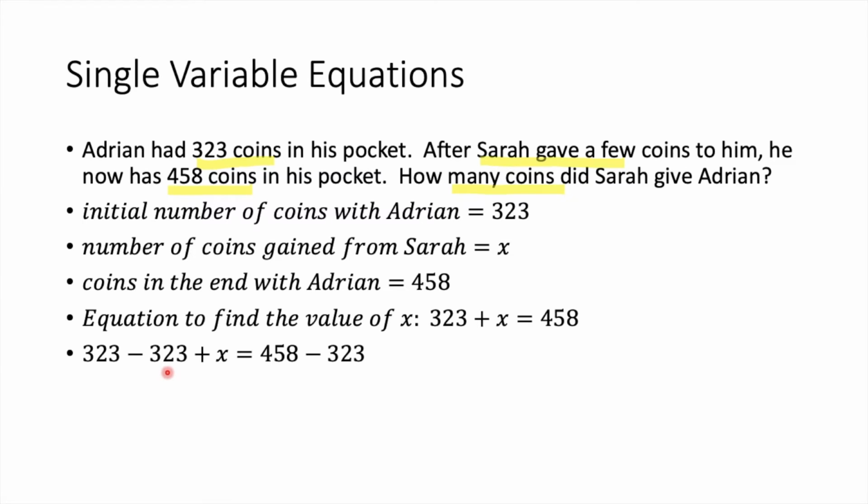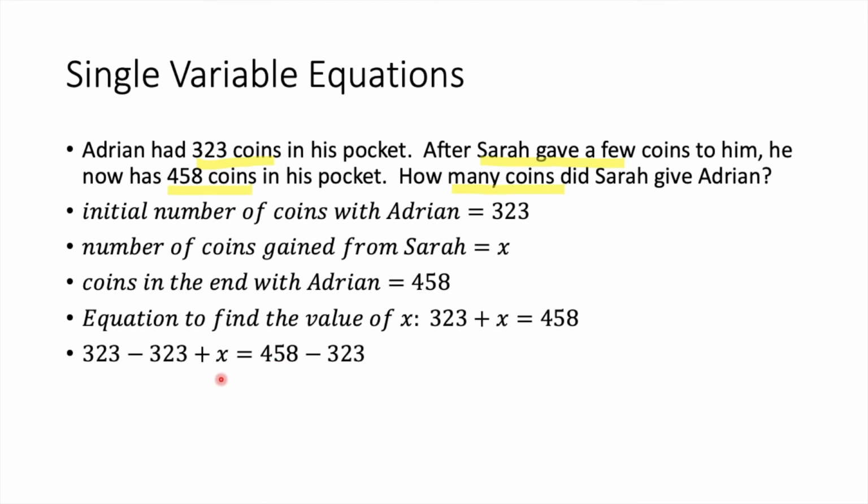When we subtract 323 from one side, we must also do the same from the other side. If we don't do this, the equation will no longer be an equation because the left hand side will not be equal to the right hand side. Remember, whenever performing a mathematical operation on one side of an equation, always perform the same mathematical operation on the other side of the equation as well.